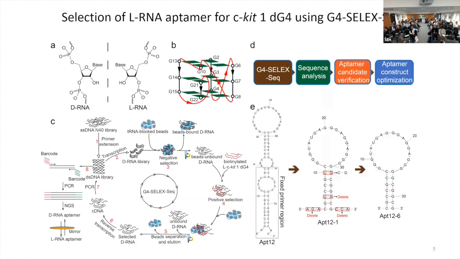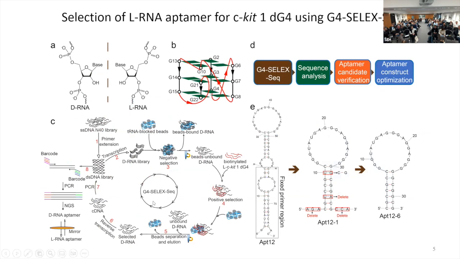And here the target I use is CKIT1 G4. It's a 22-nucleotide G4 sequence in the promoter domain of the c-KIT proto-oncogene. The reason to choose this is that its structure has been solved and it's a standard parallel G-quadruplex. So by using this G4 as a target, we aim to select an L-RNA aptamer to target parallel G-quadruplex.